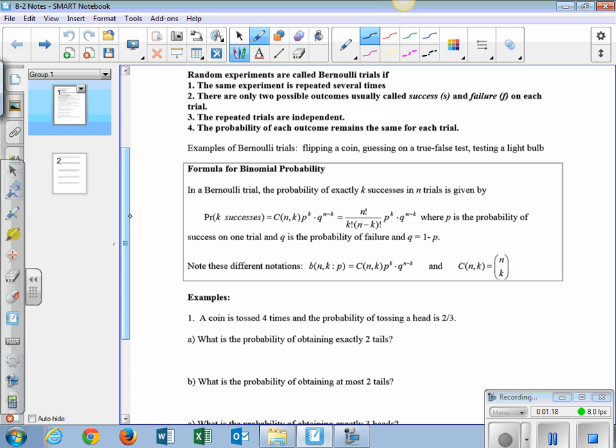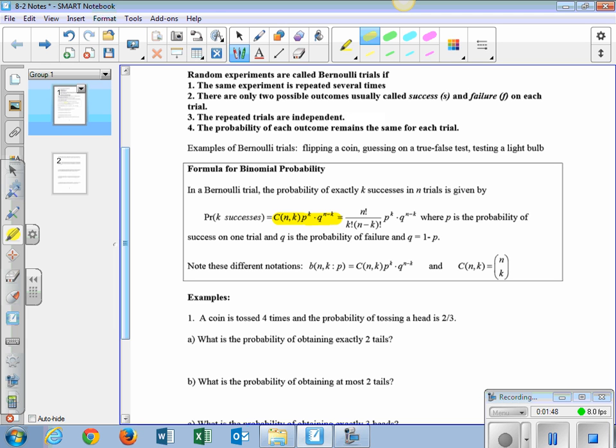Okay, going on to the box. The formula that we're going to use looks quite complicated here, but actually we've done this before. In a Bernoulli trial, the probability of exactly k successes in n trials is given as, looking right here, a combination of n choose k. The probability of k happening is raised to the k power. The probability of it not happening is raised to the n minus k power.